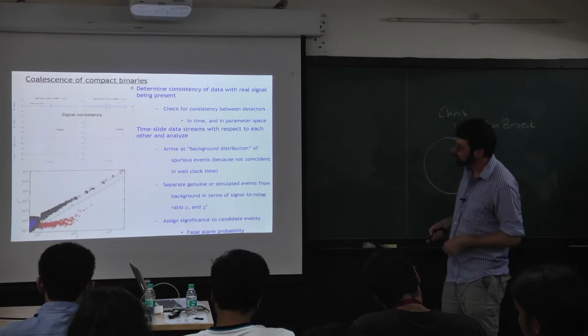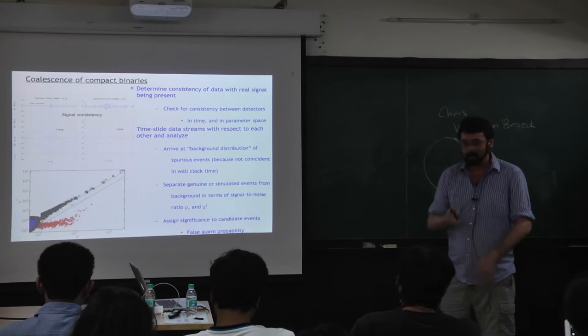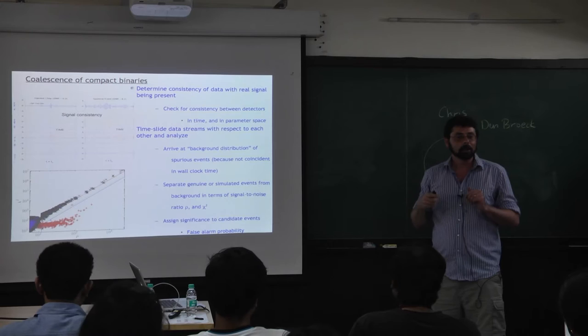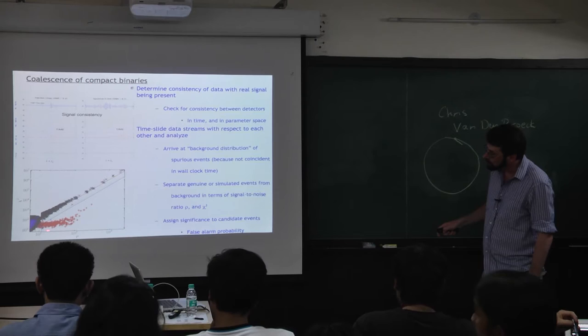And what happens is, well, the black crosses here are spurious events. They're not gravitational wave events. They come from this time slide idea. And then the red crosses here are real events, or rather, they are simulated signals that are very realistic and were artificially put in the data. And you see that there is good separation. In particular, you see that for a given signal-to-noise ratio, a spurious event will have a larger chi-squared.